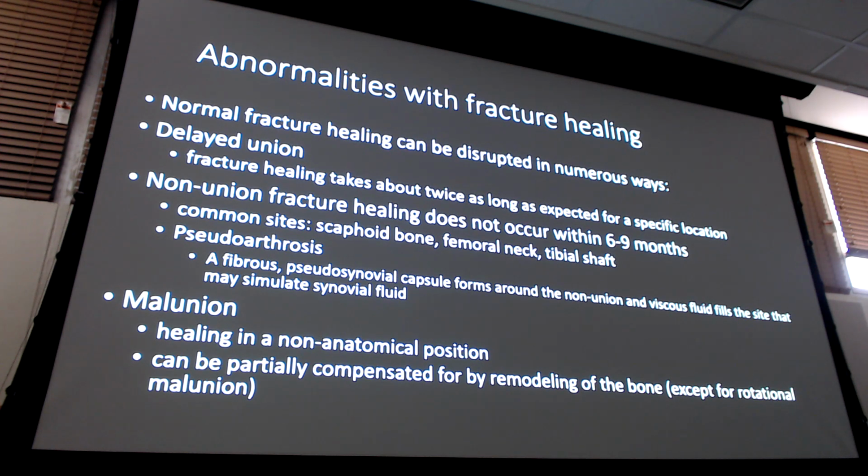A malunion is a fracture that healed together, but it didn't heal in the appropriate anatomical position. We'll look and see what that looks like. It's healed, it's all one bone, but it's not the shape that it's supposed to be. It's not in the position it should. That's a malunion. Okay?